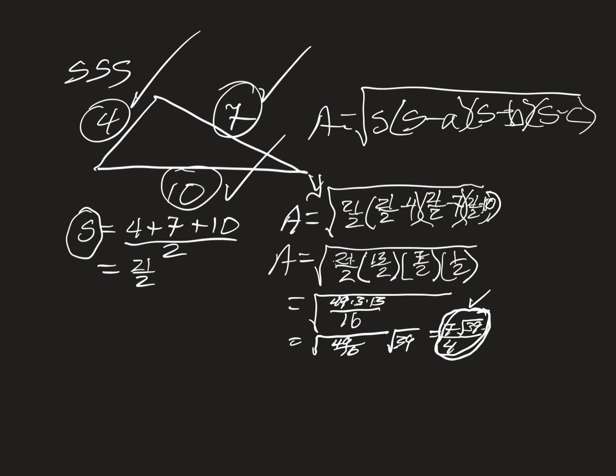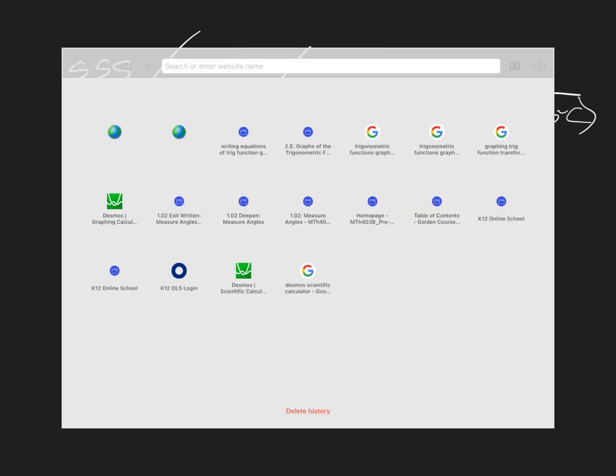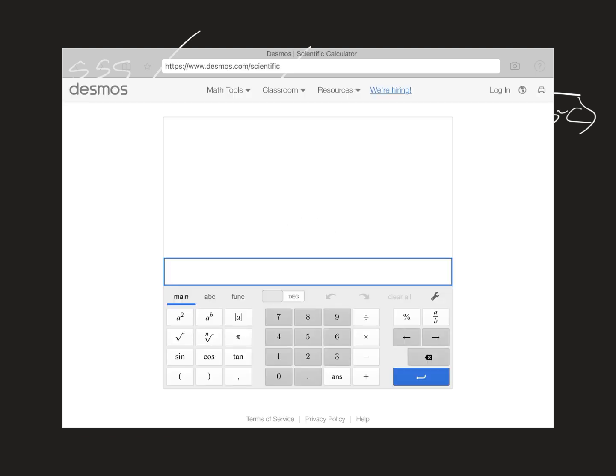And to do that, I'll just show you. Let's go ahead and fire up a Desmos calculator here. And we're going to do that. Now, to do that, I would put the square root. I would put the semi-perimeter. And if it's a simple, not a repeating decimal or anything, you know, if it was 10/3, I'd put 10/3. But in this case, it's 10.5.